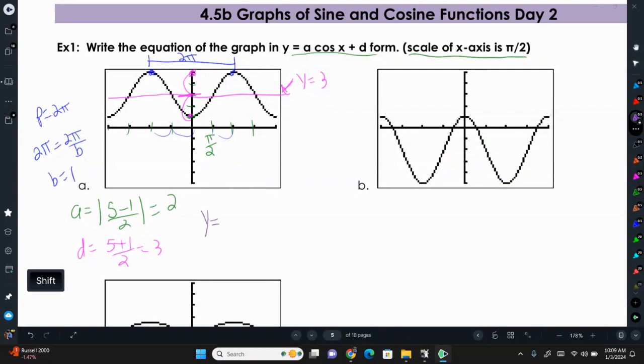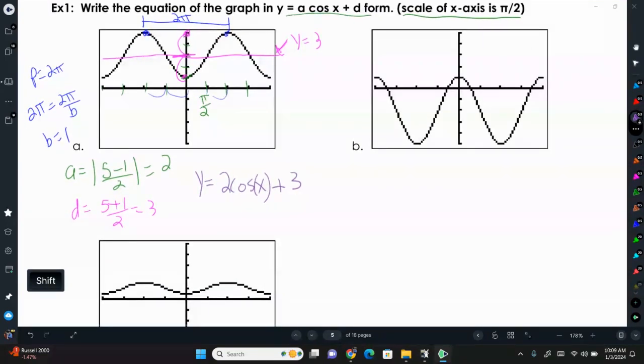y equals, our amplitude was 2, so 2 cosine of x, plus our midline, which is 3. Now, if you want to put parentheses around the x to note that the plus 3 does not go with the cosine, you can do that. But it is implied that unless you see parentheses, those things are separate. Parentheses would combine them together. But they're separate, so we can leave them like that. But this is okay too.